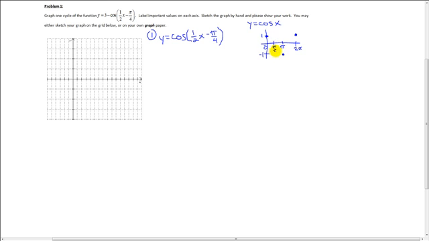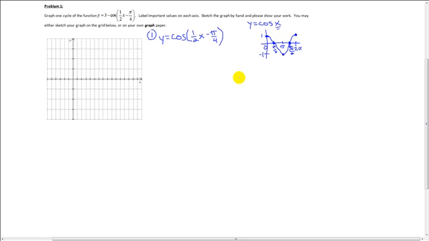Halfway between 0 and pi, so when x is pi over 2, the y value is 0. The graph crosses the x-axis. And again, halfway between pi and 2 pi, the graph will cross the x-axis again. So that's when x is, pardon my handwriting, 3 pi over 2. Hopefully you're familiar enough with the basic graph of cosine of x that you know what that x value is. Okay, so I'm going to go through those points and sketch the basic graph of y equals cosine of x.